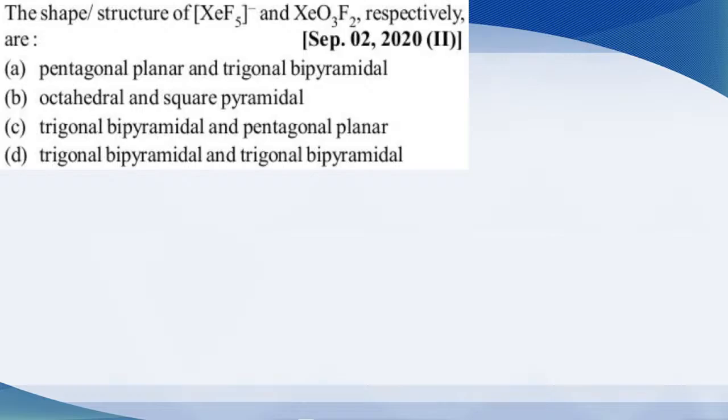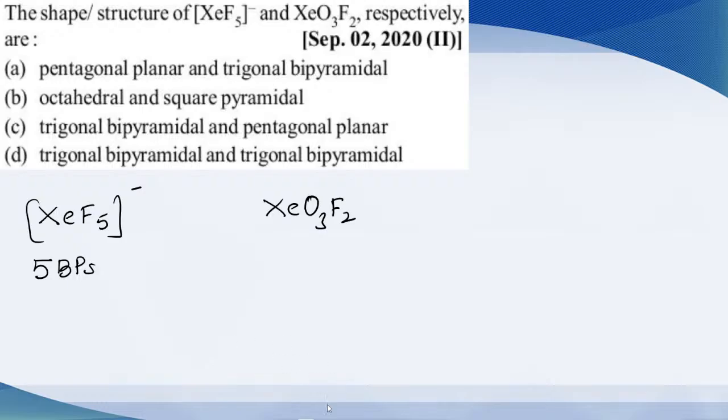Next question. The shape or structure of XeF5 1 negative and XeO3F2 respectively are. So see, in XeF5 1 negative, how many bond pairs are there? There are 5 bond pairs. Am I right? There are total 5 bond pairs. Now, tell me how many lone pairs are there? How many lone pairs?